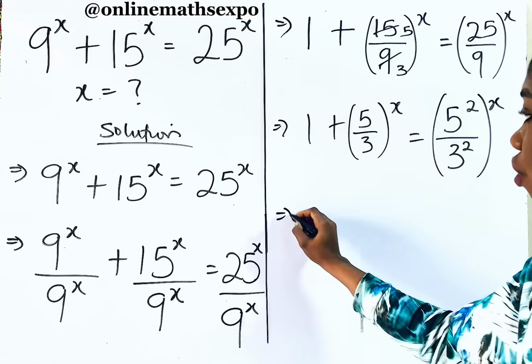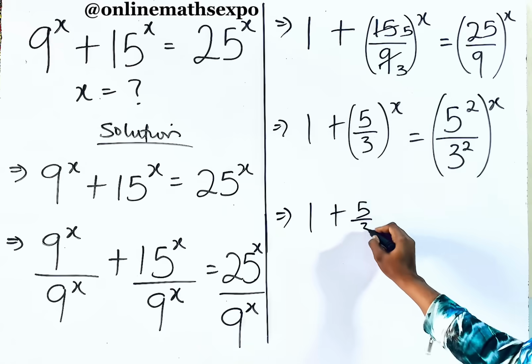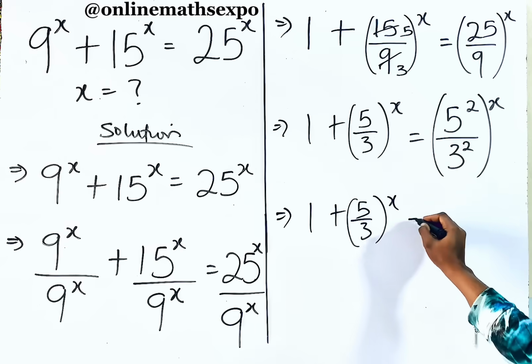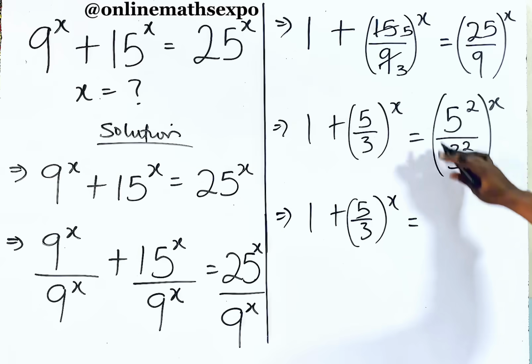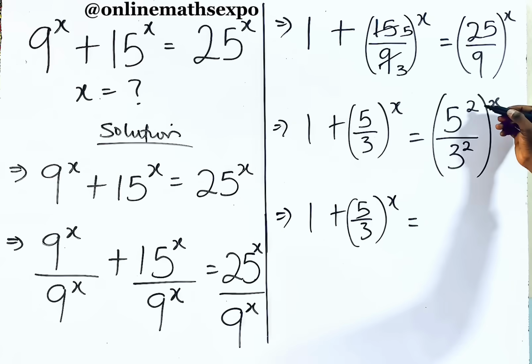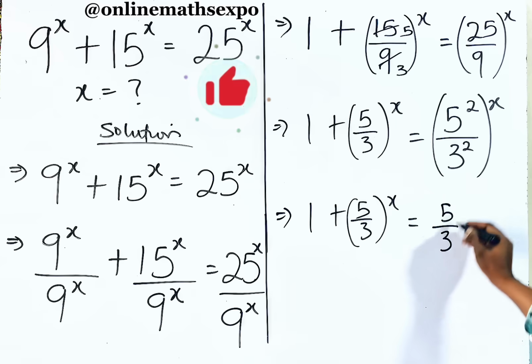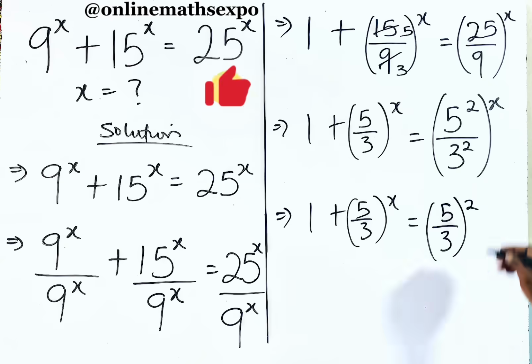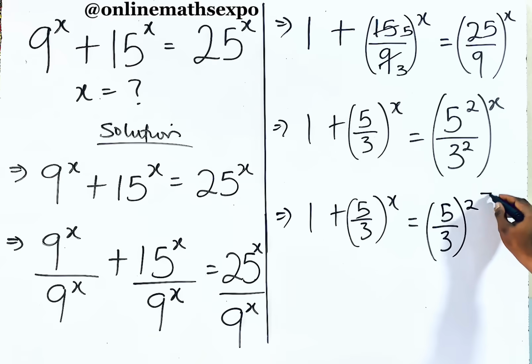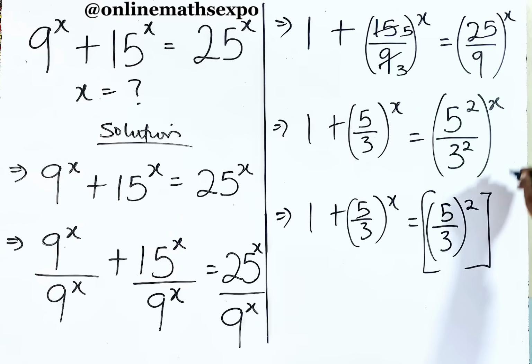This is going to give us 1 plus 5 on 3 to the power of x is equal to, now to simplify this, remember what we stated earlier, these powers are the same. So it's just the same as 5 on 3 raised to the power of 2, okay? And it is raised to the power of this x. Interesting. So what do you do?